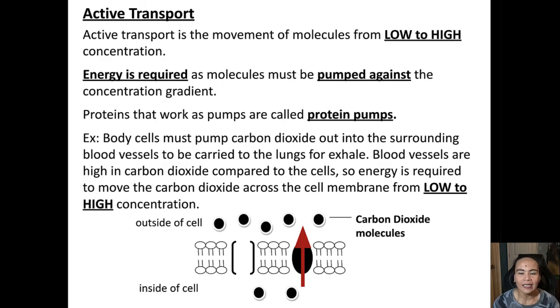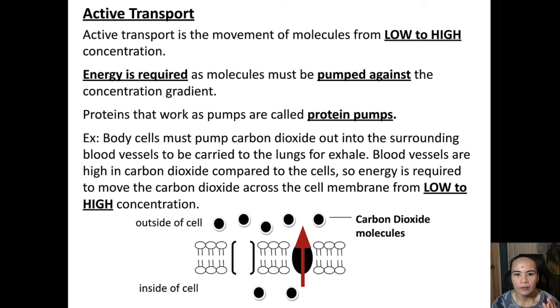So in active transport, the movement of the molecules is from low to high concentration. Think of it this way: it takes more effort to really push something from a low concentration going to the high concentration, right? So energy is required as molecules must be pumped against the concentration gradient. So proteins that work as pumps are called protein pumps.